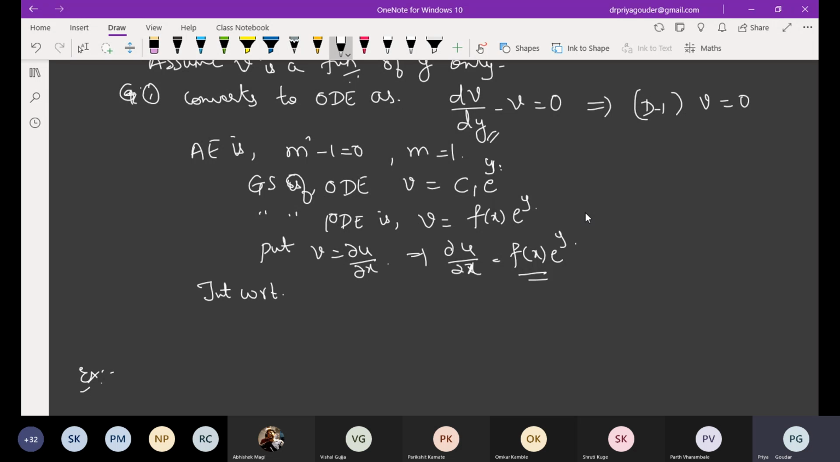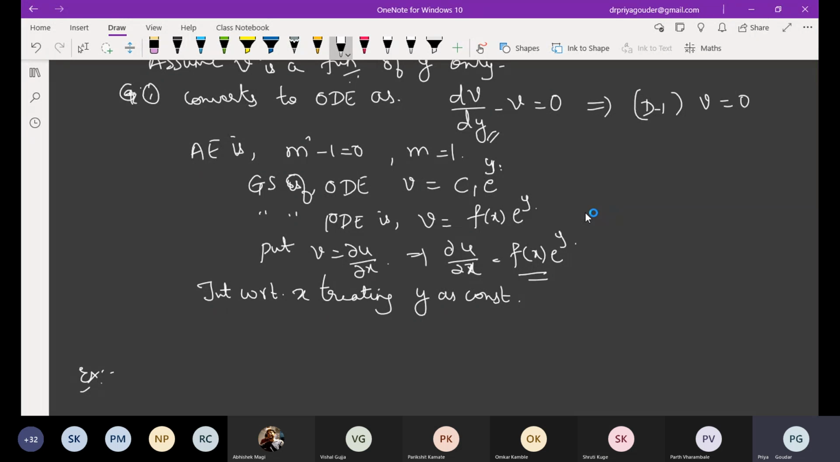What we applied in direct integration. Integrate with respect to X, because it is dou U by dou X. What is the extension of this sentence in direct integration? Treating Y as constant. Yes, very good.